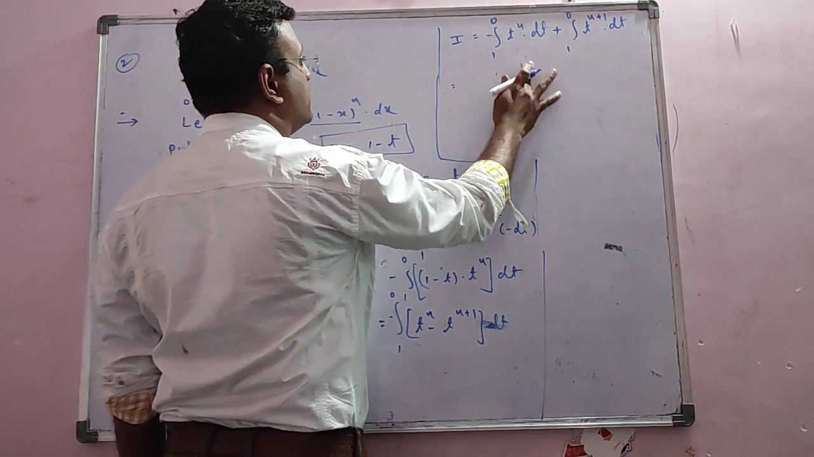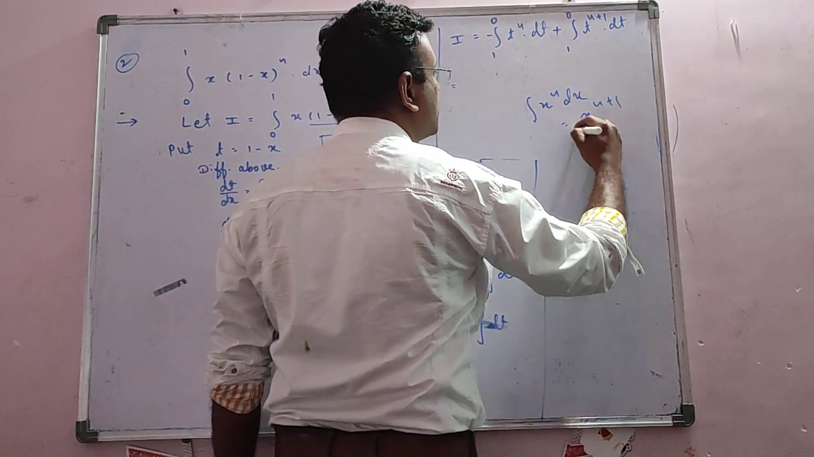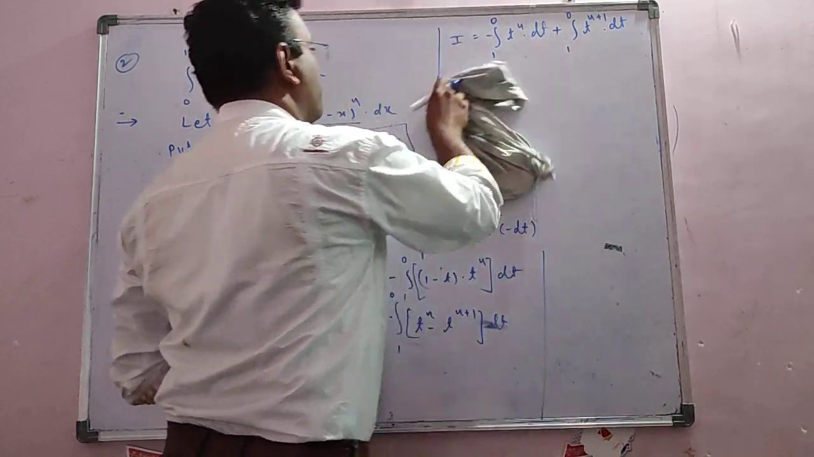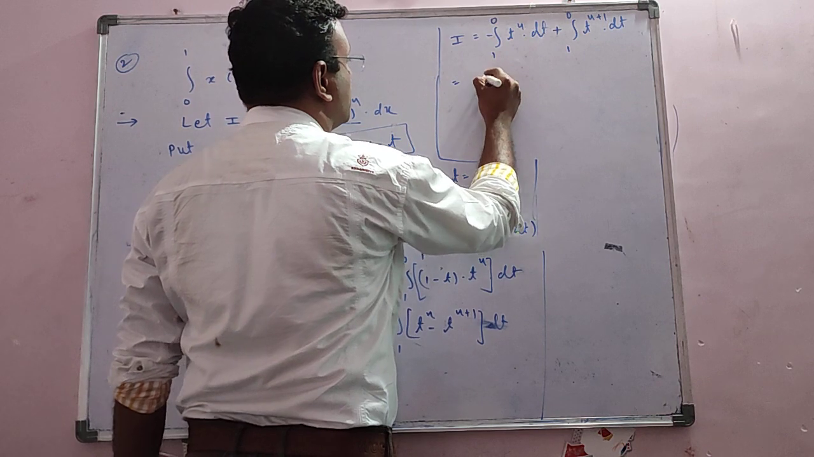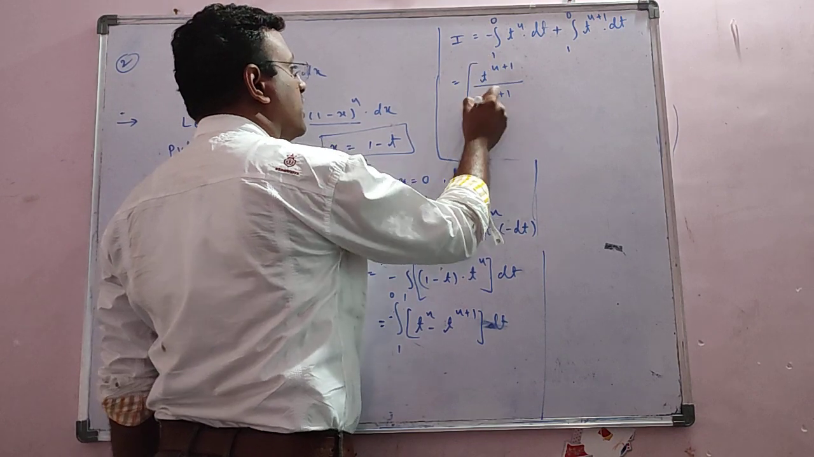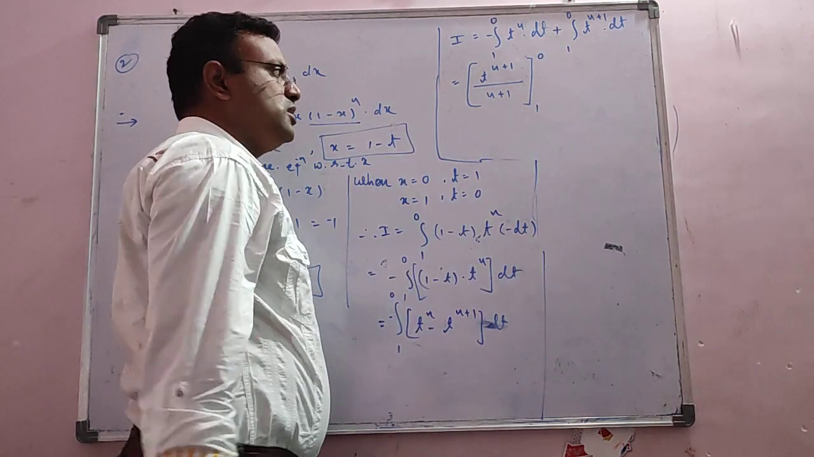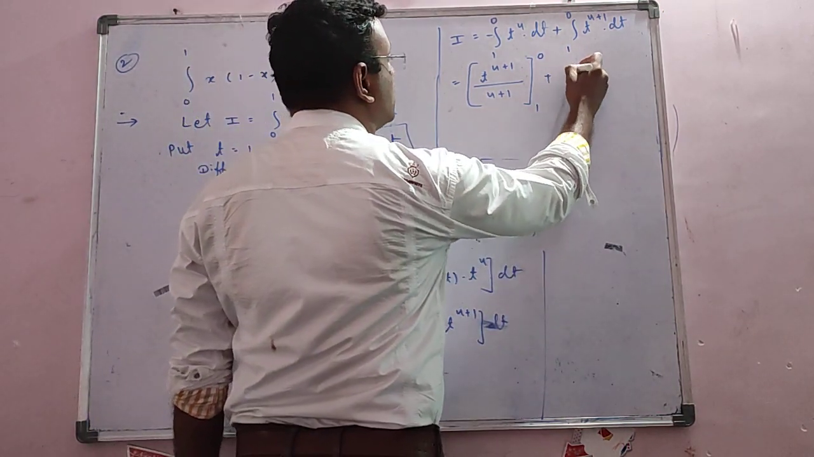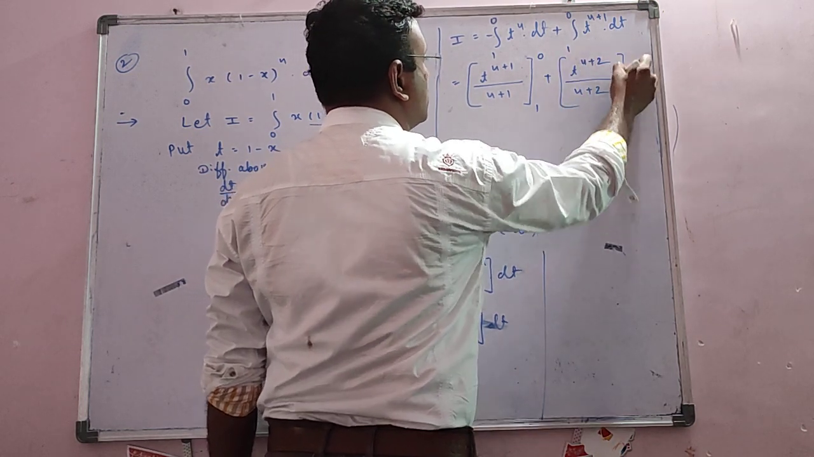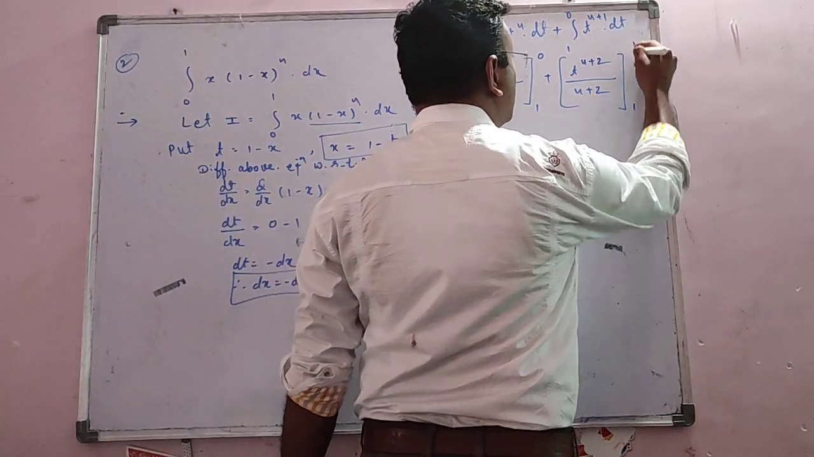Now we know the integration of x raised to n. What is the integration of x raised to n dx? x raised to n plus 1 upon n plus 1 plus c, where c is the constant of integration. Now what will happen to this t raised to n? It becomes t raised to n plus 1 upon n plus 1, with lower limit 1 and upper limit 0. Here also t raised to n plus 1 plus 1, that is n plus 2, upon n plus 2, from 1 to 0.